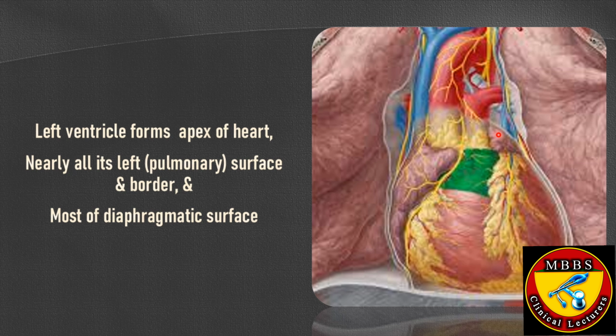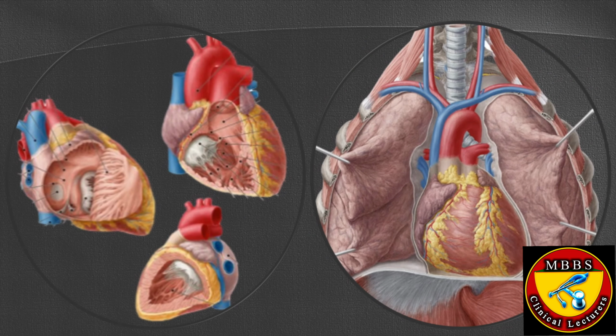The superior left border is superiorly formed by the left auricle. The base of the heart is formed mainly by the left atrium. The right side, right border or the right pulmonary surface is mainly formed by the right atrium. Anterior surface is mainly formed by the right ventricle. Now here you can see this is the left pulmonary border formed by the left ventricle, even the left pulmonary surface formed by the left ventricle, and the diaphragmatic surface is formed by the left ventricle.